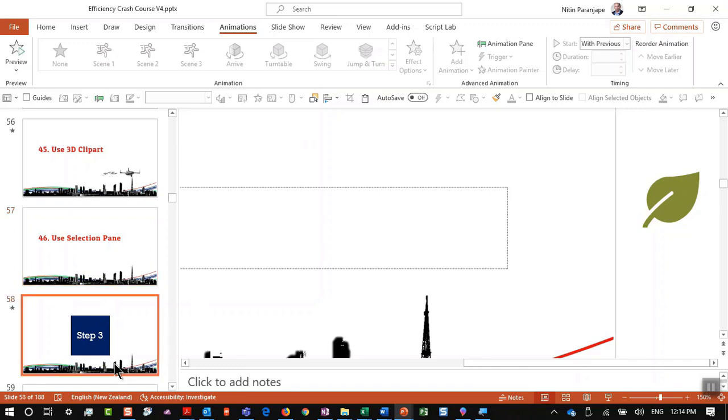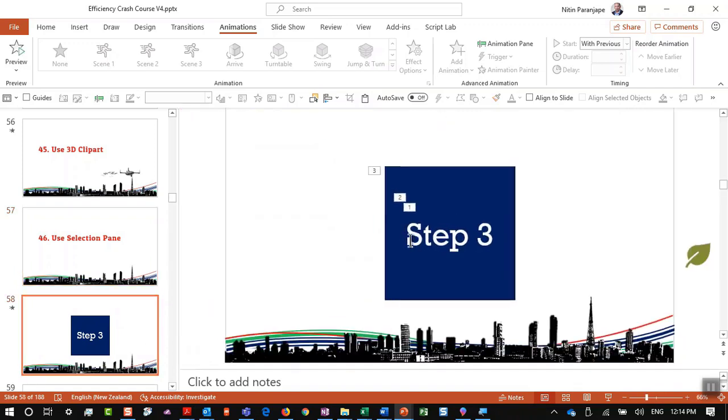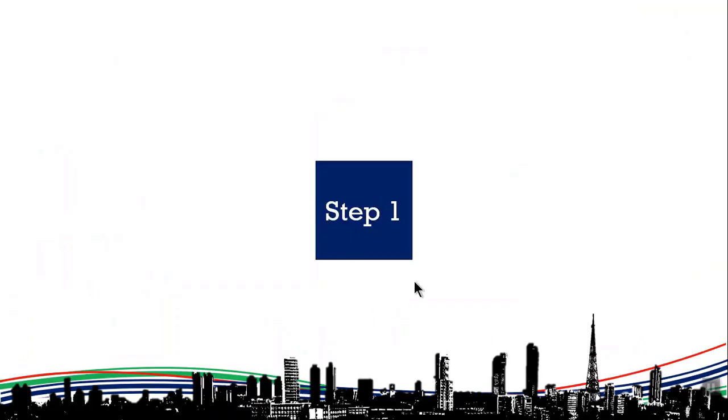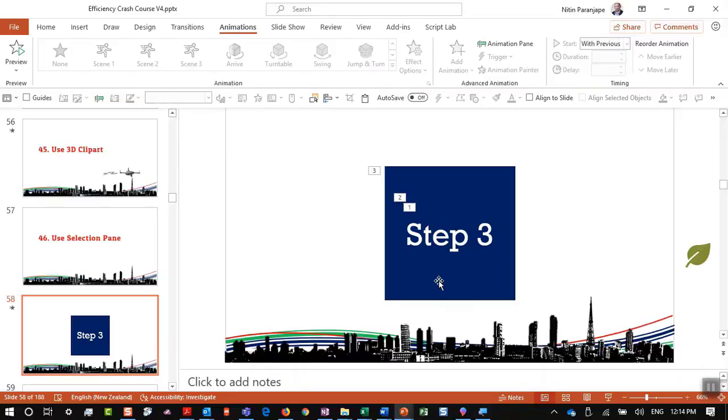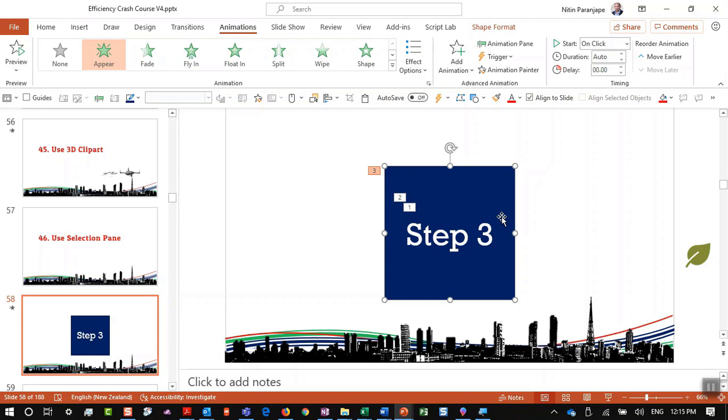For example, here I have some simple thing. I have one box, step one, then I have another box on top of it, step two, and another box on top of it. All working fine. Now, unfortunately, step one, step two, step three all have the same color. I want to change it.